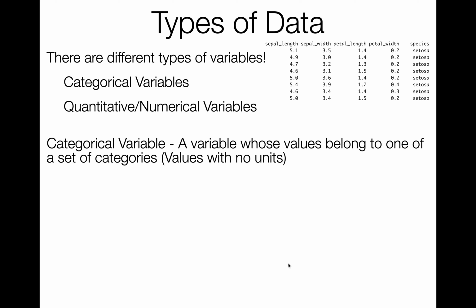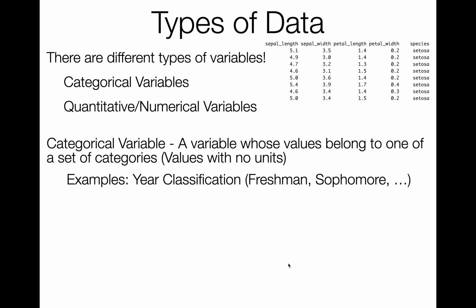All right, so before I get too lost there, let me give you a number of examples. The first example is a year classification. Maybe in high school, you're either a freshman, sophomore, junior, or senior. There are only a couple of categories there. Another one is eye color: green, blue, brown, and so on and so forth.